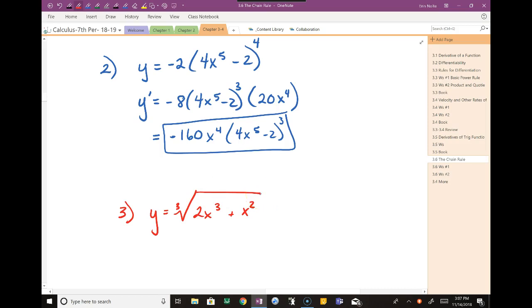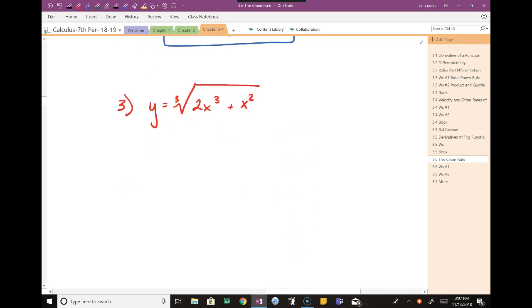So I have a cube root. Okay, now a cube root is not any different than an exponential piece, right? Because I can take a root and rewrite it exponentially. Okay, what is the cube root the same as? To the 1/3 power. So this is no different than what we just did. It just starts by looking different.